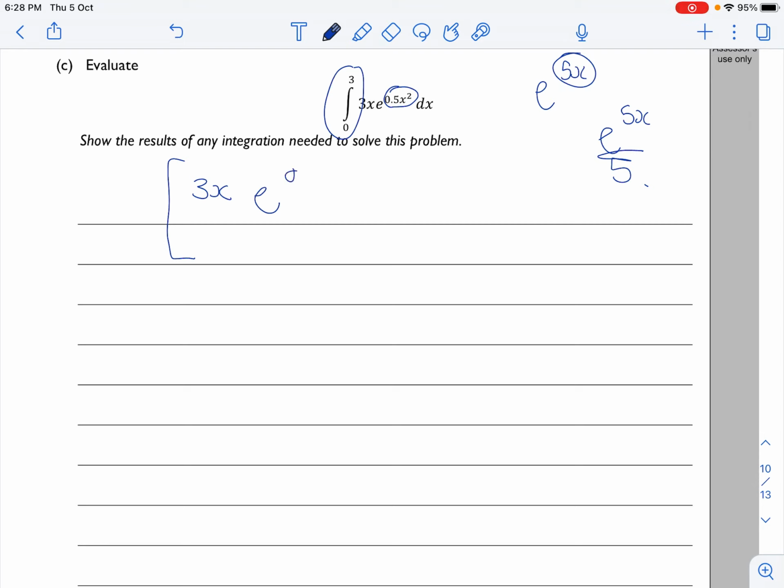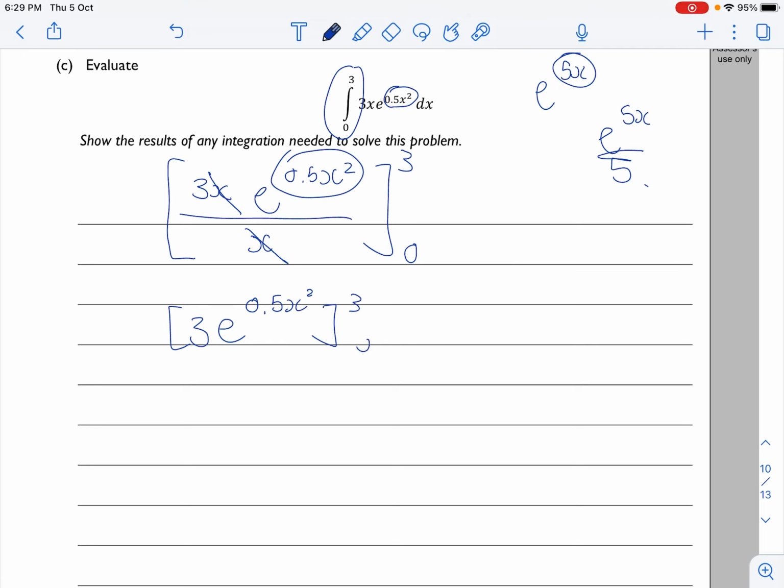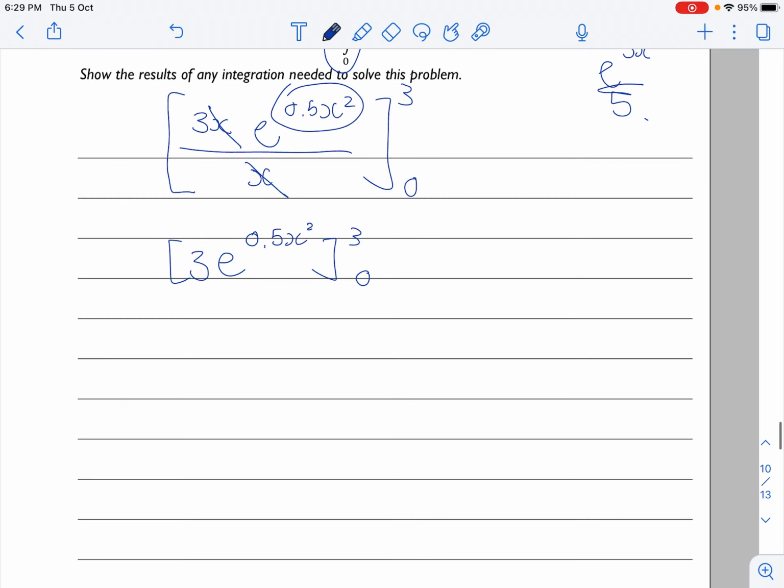So we've got 3x e to the 0.5 x squared, but when we divide, what we're going to divide it by is what that differentiates to, and the 2 comes down the front with the 0.5 to make 1, so that just becomes 1x. And what you can see is that the x's will cancel out, and so what this integrates to is just 3e to the 0.5 x squared. You can do it as a substitution, and I'll show you how to do that in a minute, okay?